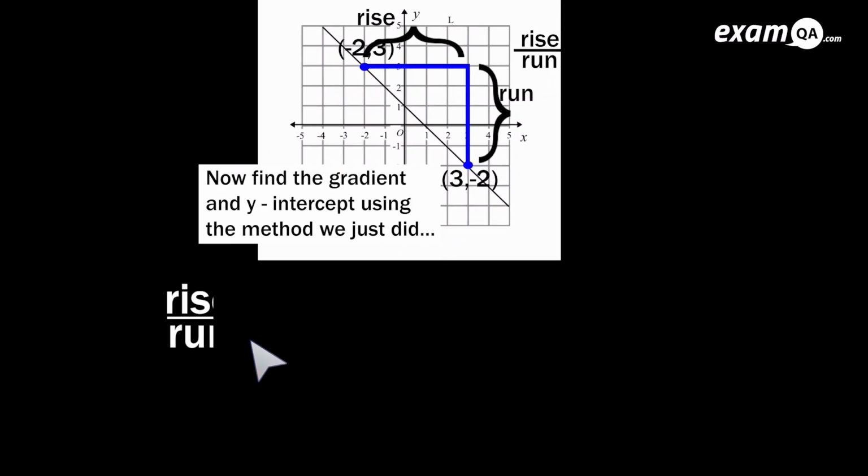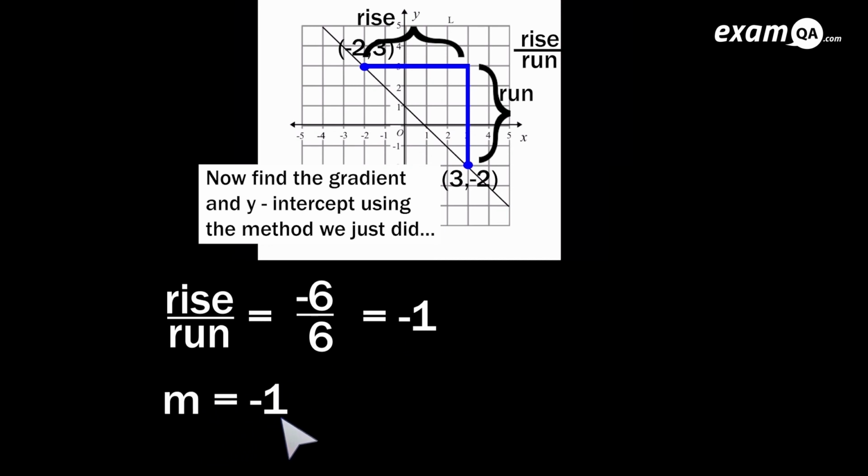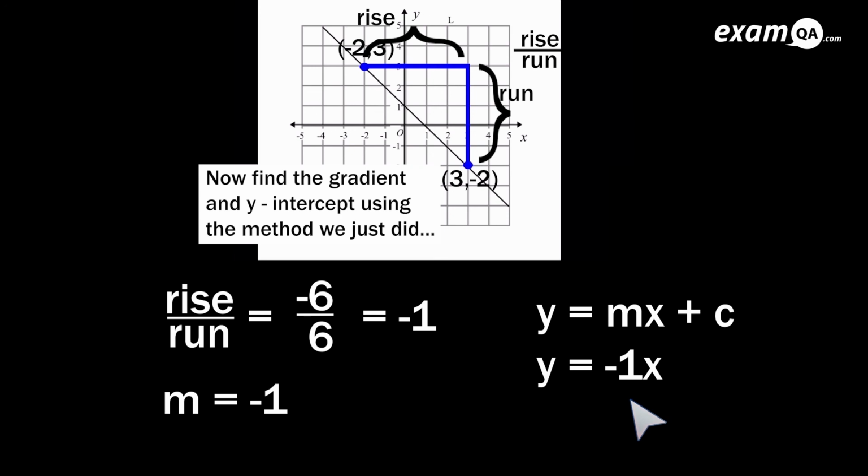When you've completed rise over run, you get negative 6 over 6, which equals minus 1. So therefore our gradient is minus 1. Now we can fill in y equals mx plus c. So m equals minus 1, and the equation will be y equals minus 1x. The y-intercept is plus 1, so we simply have plus 1. And remember, when you have minus 1x, you can always just write that as minus x. That looks a lot better. So our equation is y equals minus x plus 1.